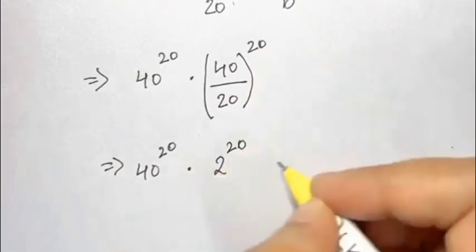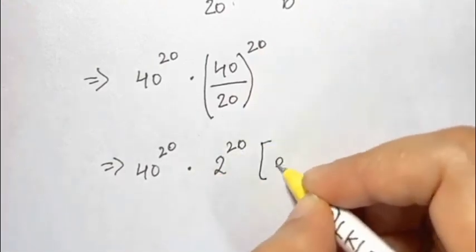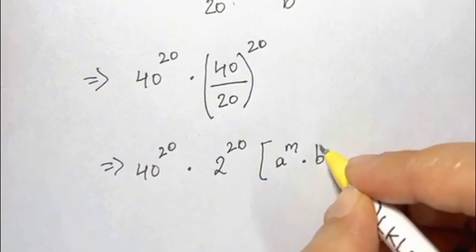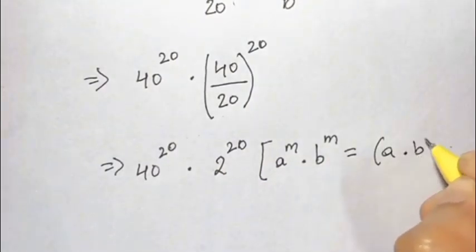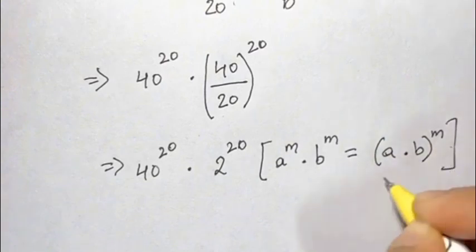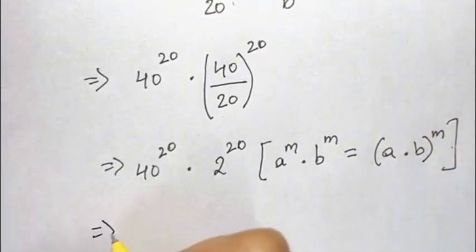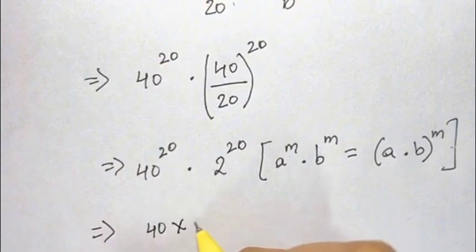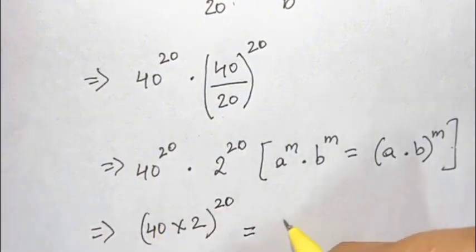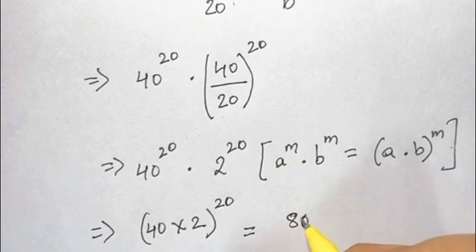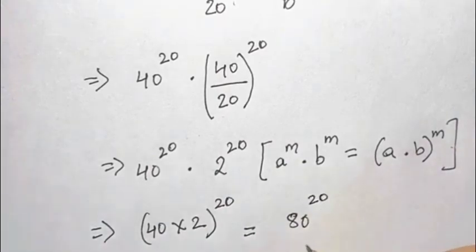Now what do we have? We are going to apply another law here: a to the power of m times b to the power of m is equal to a times b whole to the power of m. So we're going to apply this here, which gives us 40 times 2 whole to the power of 20. And 40 times 2 is 80 to the power of 20. And that's your answer.